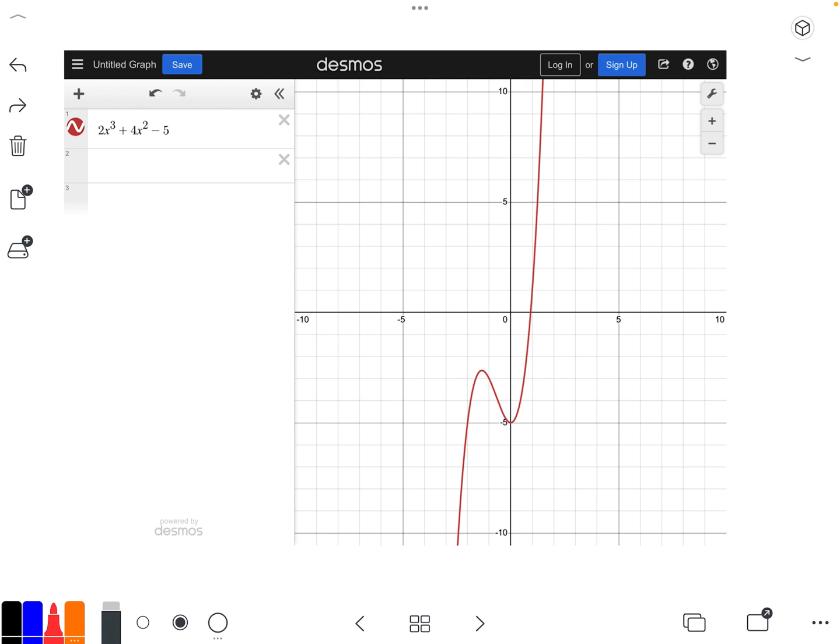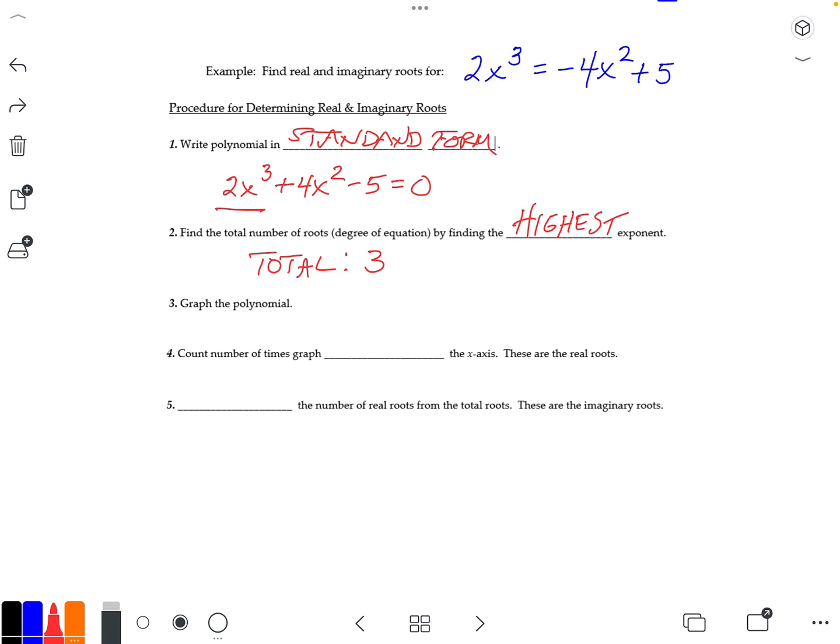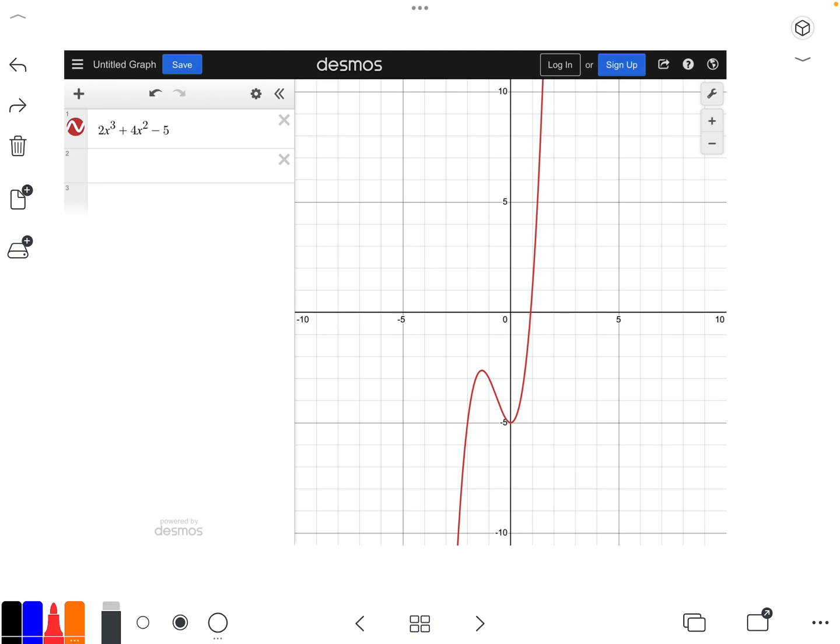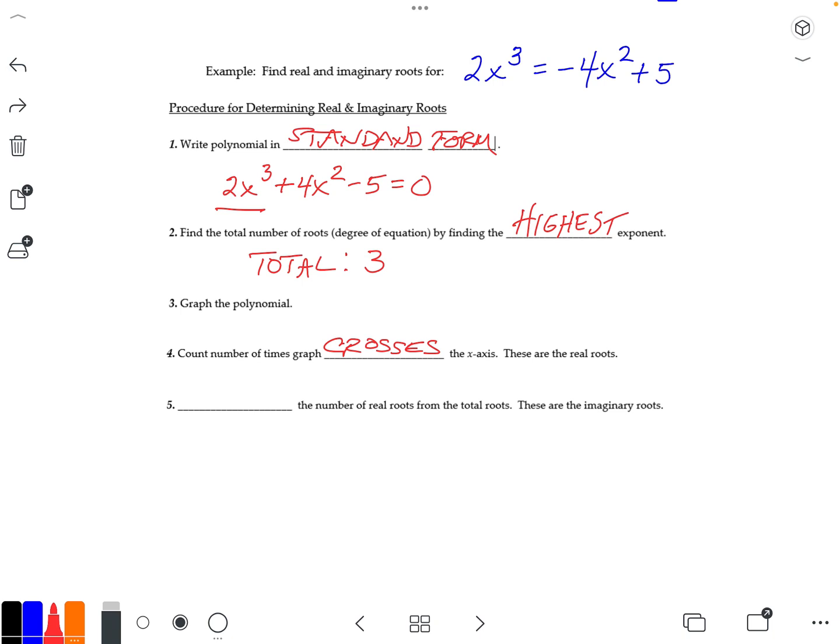And there's the graph. So remember, when you type it into Desmos, you don't want to type the equals 0 part. So there's the graph. Now, step 4 says count the number of times the graph crosses the x-axis. These are the real roots. So if I go back to the graph, I can see that it crosses the x-axis one time and one time only. So that means it has one real root.